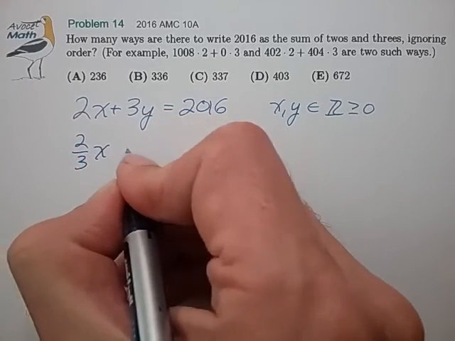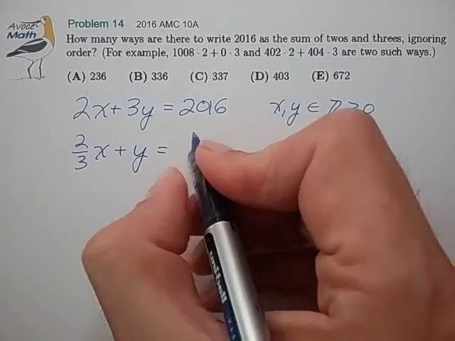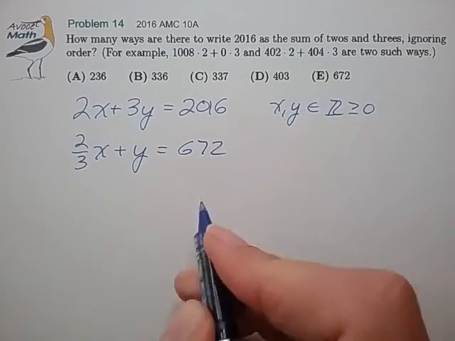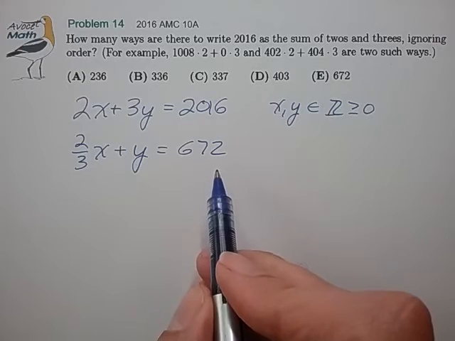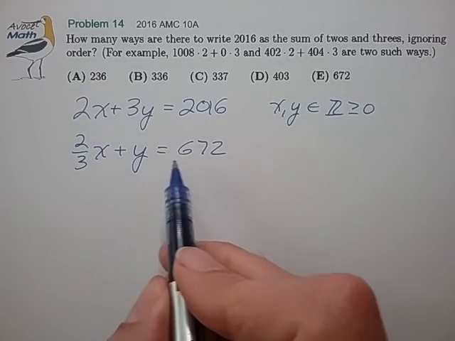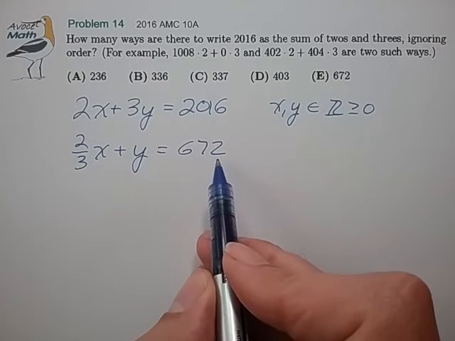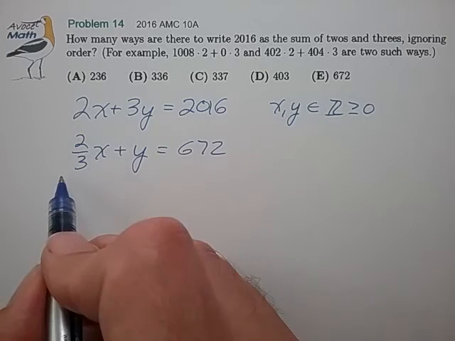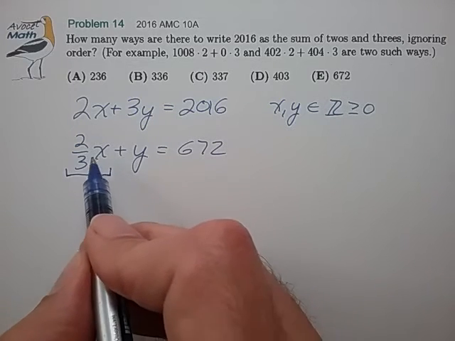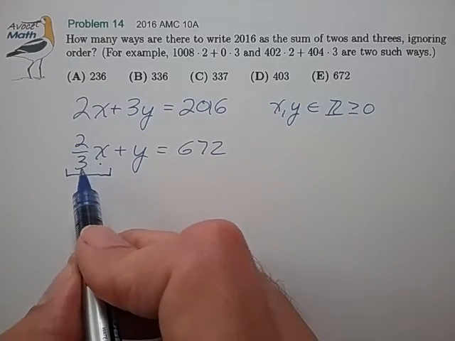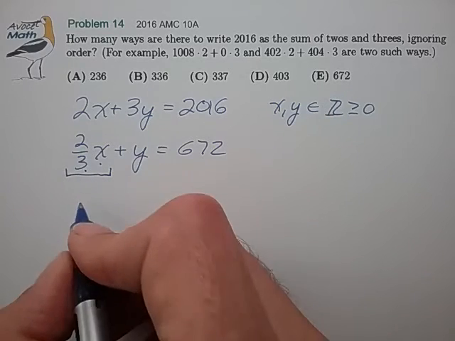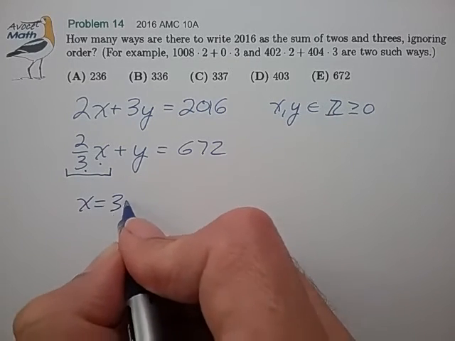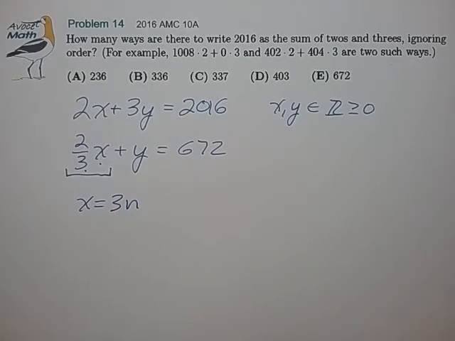So dividing by 3, we have the following equation. And we have integers for y and an integer for 672, so this term also has to be an integer. And the only way that can happen is for x to be a multiple of 3. So we can now write x is equal to 3n, where n is some integer.